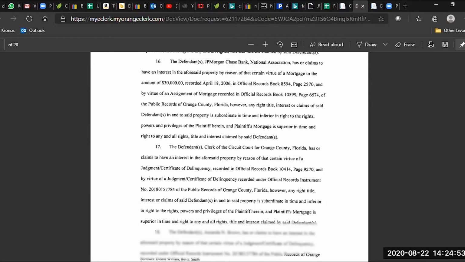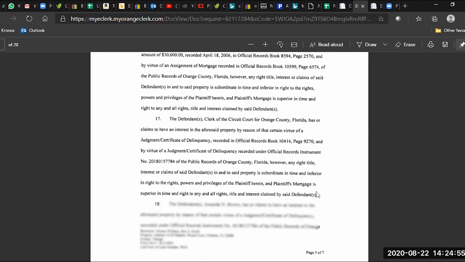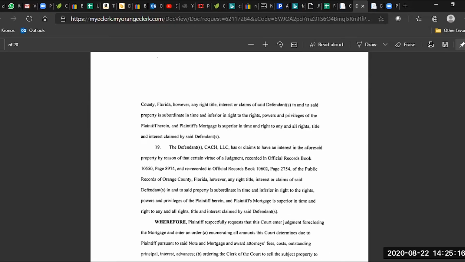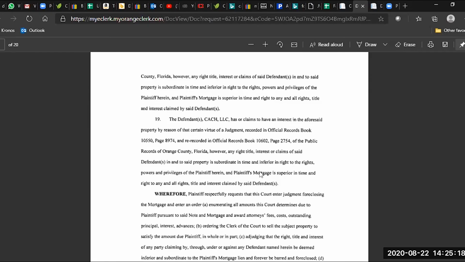Here is a good one. Why is the clerk of the court being sued? Because of a public records document, a judgment against them. Why is this other person who's not even on the list of defendants being claimed? Because she has an interest in it. What I'd hoped I'd see here, maybe I'll have to catch you guys another one. Why does this Cash LLC have a claim to the aforementioned property by reason of judgment?